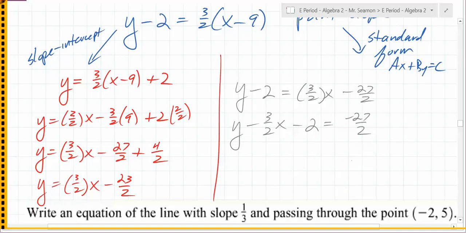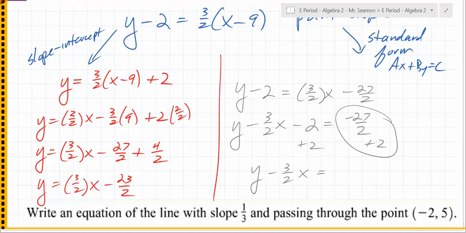X and y is on the same side, but they're not alone. So what do we need to add to both sides, Summer? 2. Add 2 to both sides. So we get y minus 3 over 2x is equal to, hey, we already did this. What's negative 27 over 2 plus 2? We just did that. It's up on the board right in front of you. Not 23 over 2. Negative 23 over 2.